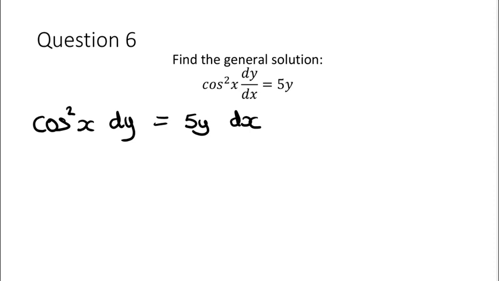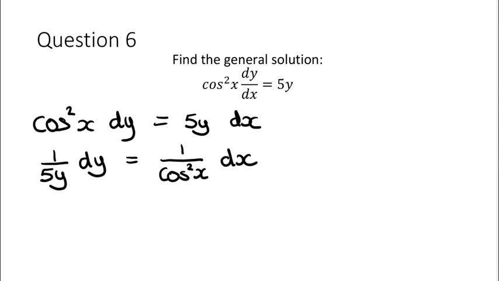But there's a problem here, and that's that the side with the dy on, I've got a function of x, and the side that has the dx on has a function of y. So what I want to do is get the side with the dy having a function of y on, and I want to get my function of x on the side with the dx. So what we're going to have to do is divide both sides by 5y, and then divide both sides by cos squared.